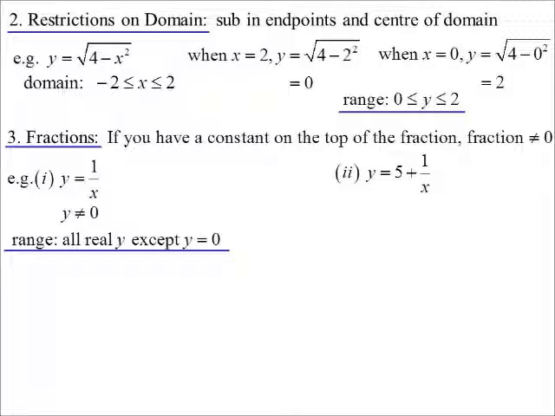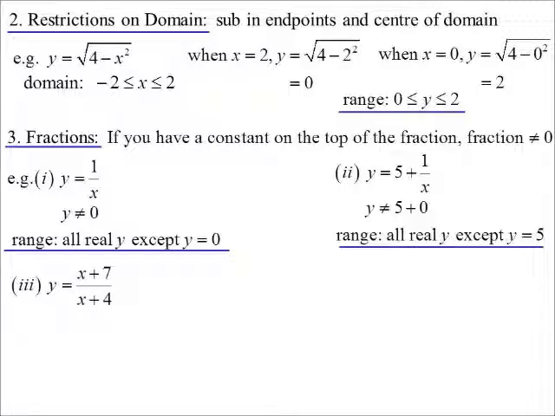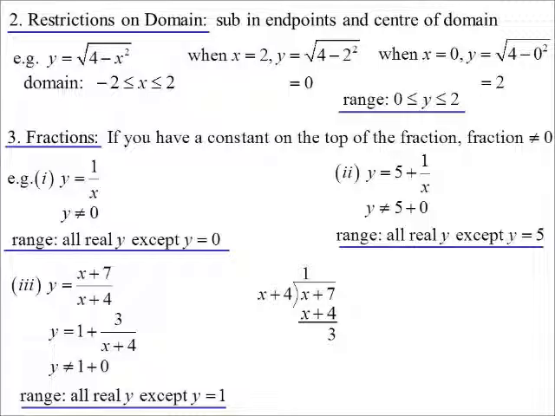5 plus 1 on x. Well, that fraction can't equal 0. So it would be impossible to get 5 plus 0. So all real y, except y equals 5. Ooh, x plus 7 on x plus 4. It's not a constant on the top of the fraction now, you'll notice. So what do I do here? Well, it's a simple little polynomial division. But I could rewrite that fraction as 1 plus 3 on x plus 4. I've now got a constant on the top of the fraction. So that particular fraction can't equal 0. So y can't equal 1 plus 0, or real y, except y equals 1.